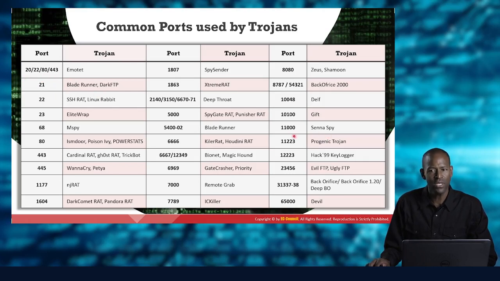Centespy, 11,000. Remote Grab, 7,000, etc. So what you'd want to do in your organization is scan to see if any of these ports all of a sudden become available or are in use. And if that's the case, you may be infected. You may have a Trojan running on that system.